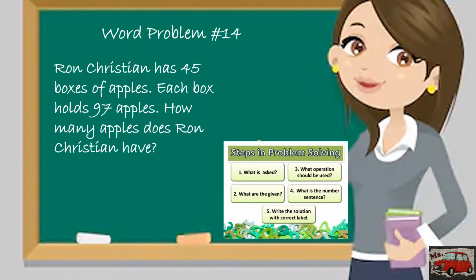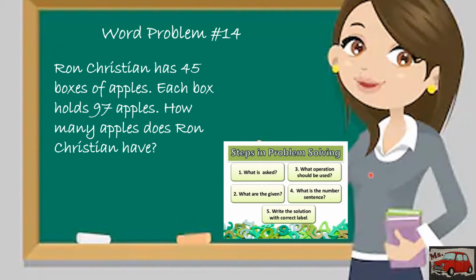Word problem number 14. Ron Christian has 45 boxes of apples. Each box holds 97 apples. How many apples does Ron Christian have? So let's use these steps. First, what is asked? So the question is, how many apples does Ron Christian have? O yung total na apple na meron siya. Second, what are the given? So we have 45 boxes of apples. And each box holds 97 apples. So, meron tayong 45 boxes daw ng apple and bawat box doon, merong 97 apples.